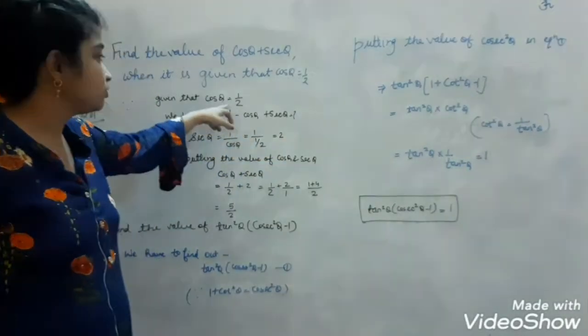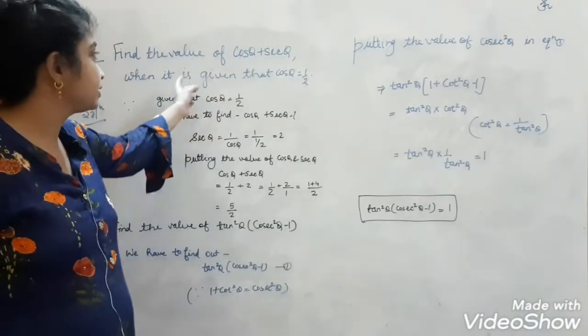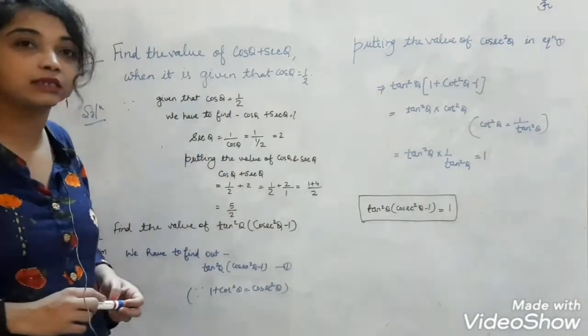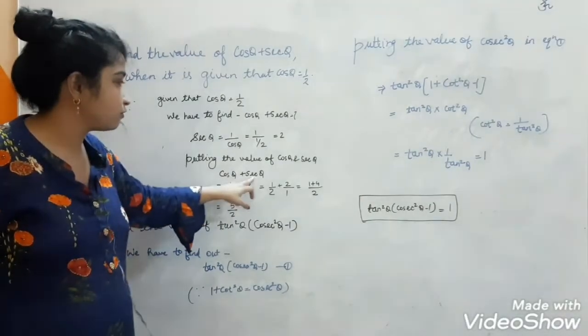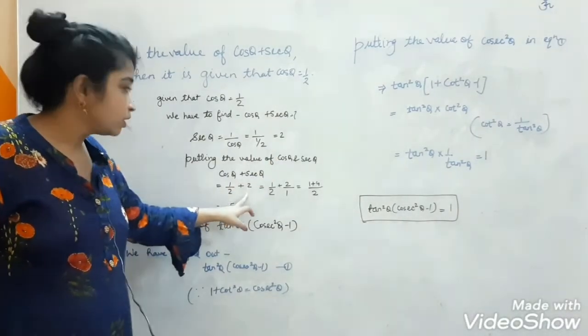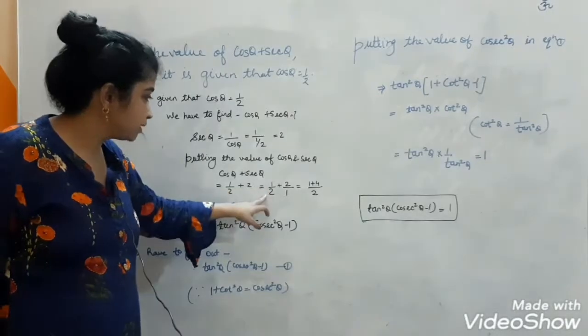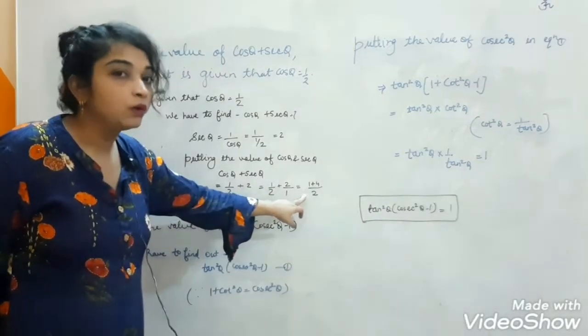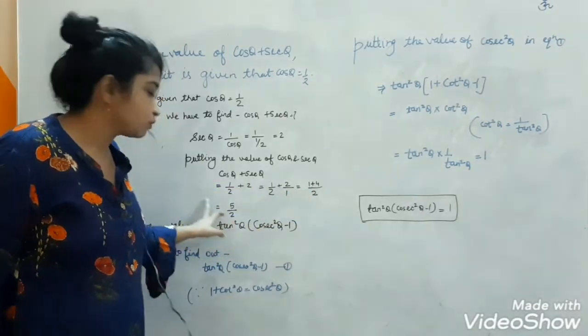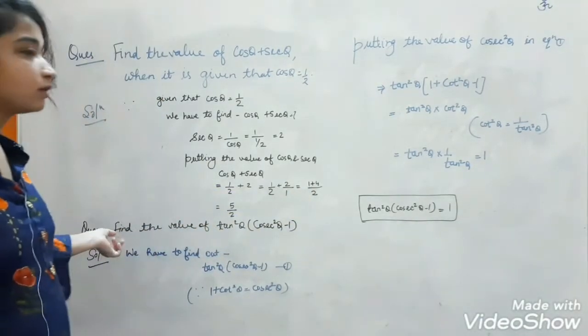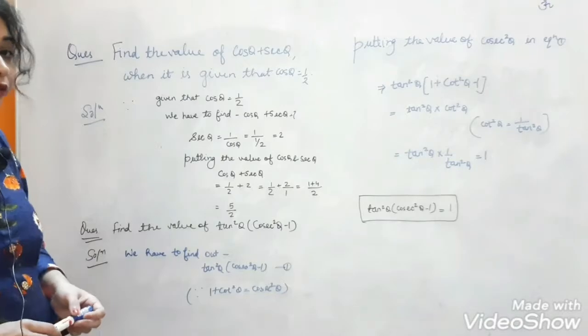Now putting the value of cos theta and sec theta in the equation, which is equal to cos theta plus sec theta. Cos theta की value is given 1 by 2 and sec theta we have found out that is equal to 2. Now taking the LCM, 1 by 2 plus 2 by 1, LCM will be equal to 2. So it will be equal to 1 plus 4, which is equal to 5 by 2. Hence the value of cos theta plus sec theta will be equal to 5 by 2.